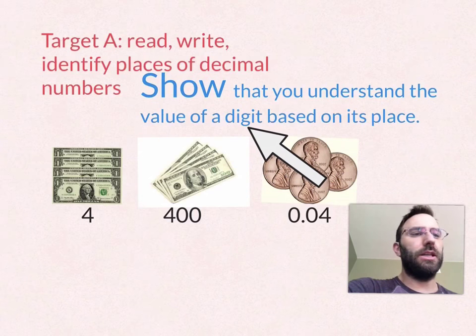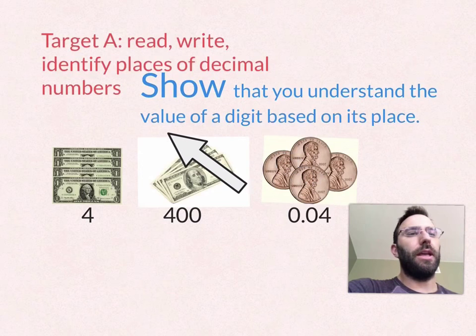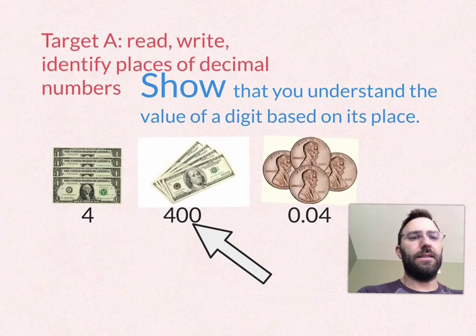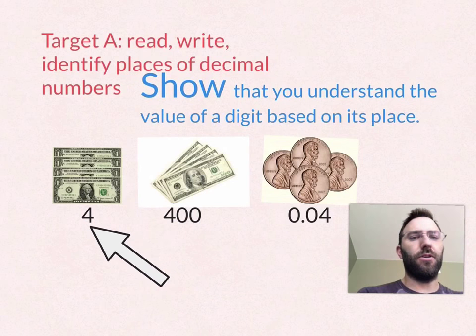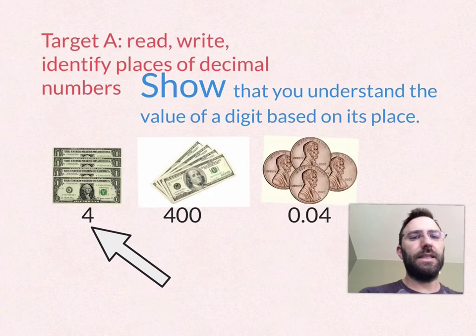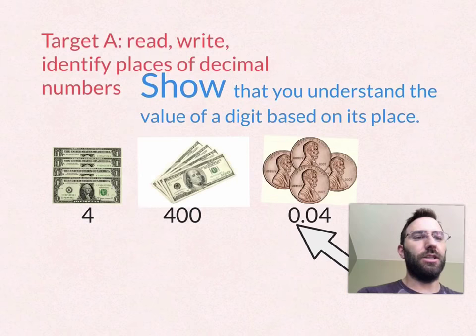So remember, a digit would be just a number like 1, 2, 3, or 4. And the value of a digit depends on which place it's in in our number system. So a 4 is not a 4 is not a 4, if that makes sense, because based on the place that it's in, its value changes.